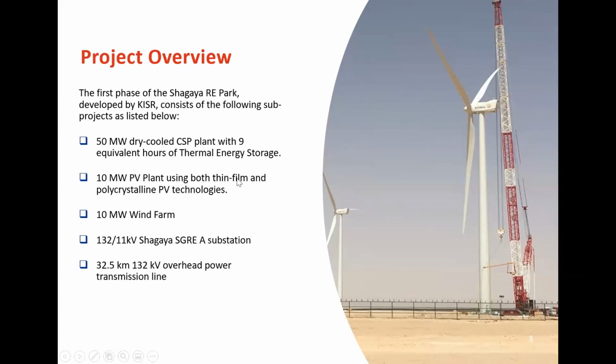Bandwidth for the communication. Okay, this is just a brief overview. These are the 5 sub-projects, which include not only the wind farm, the PV plant, and the CSP plant, but also the substation and the overhead line.